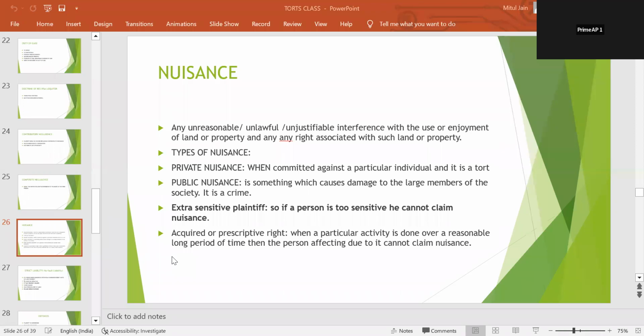Now, in the 26th year, can people suddenly come and say, now this is a nuisance and you have to shut down your shop? Is it right? No. Right? That is what is called acquired or prescriptive right. That means if an activity, even though unreasonable, unjustifiable, is continued over a long period of time, the person doing so would acquire a right to continue with it. Am I clear?